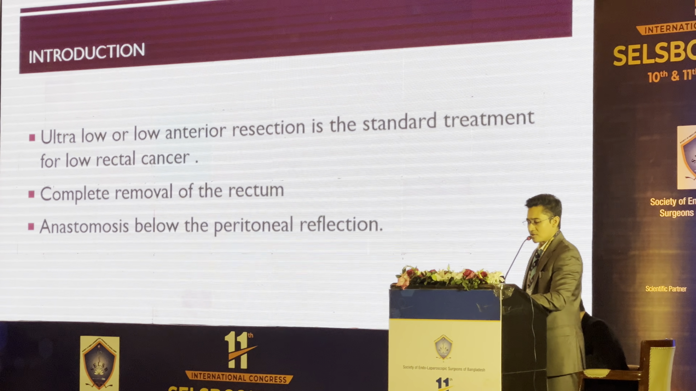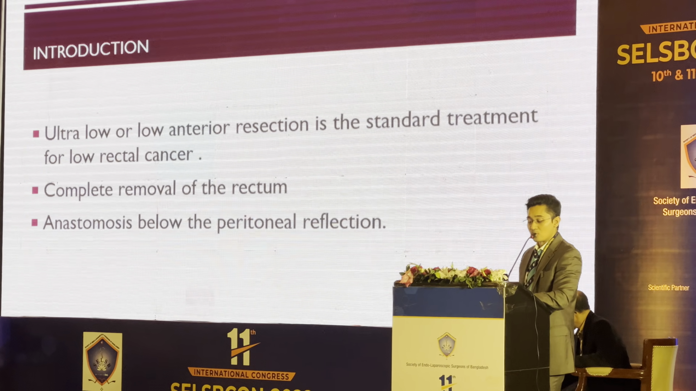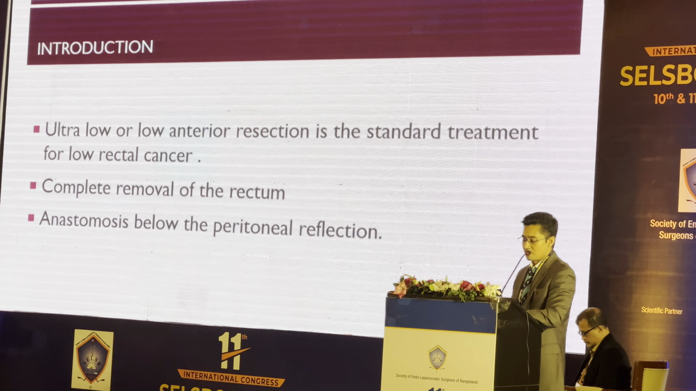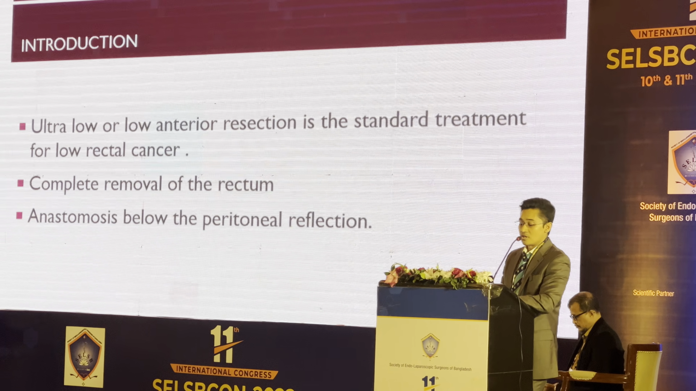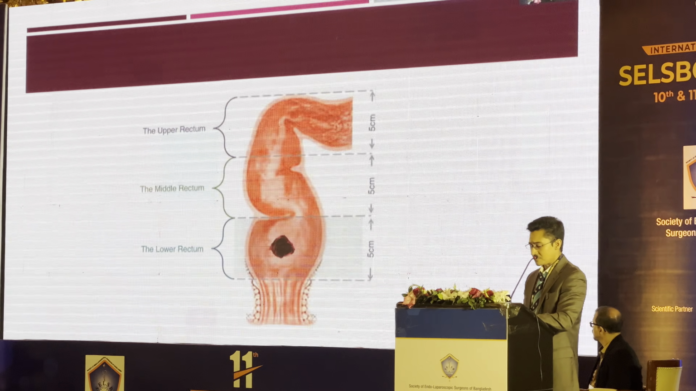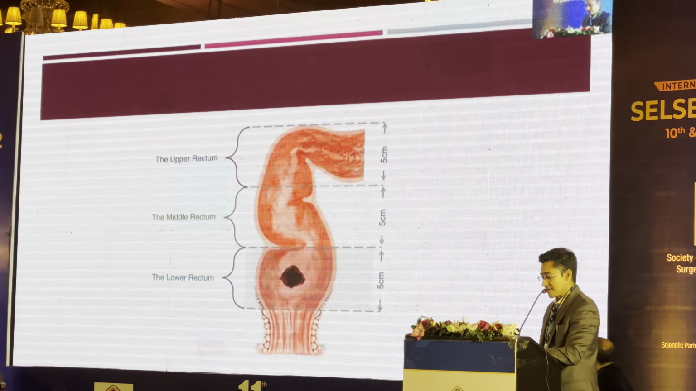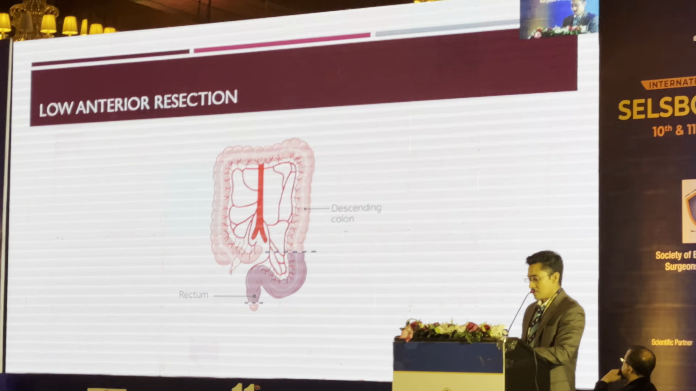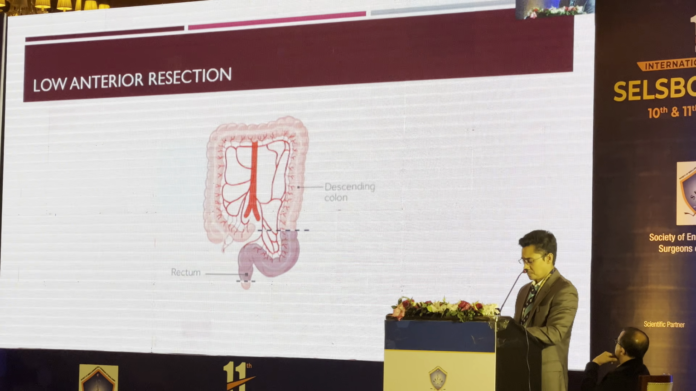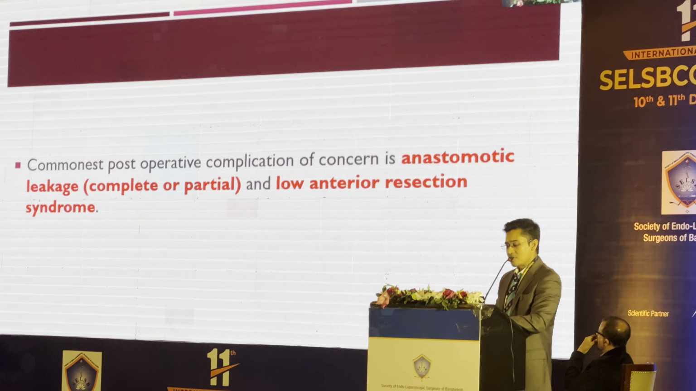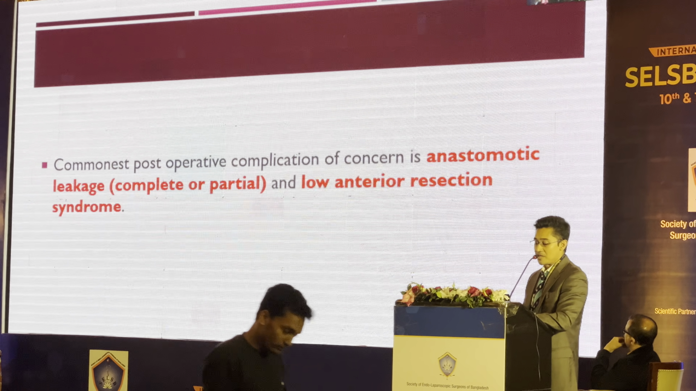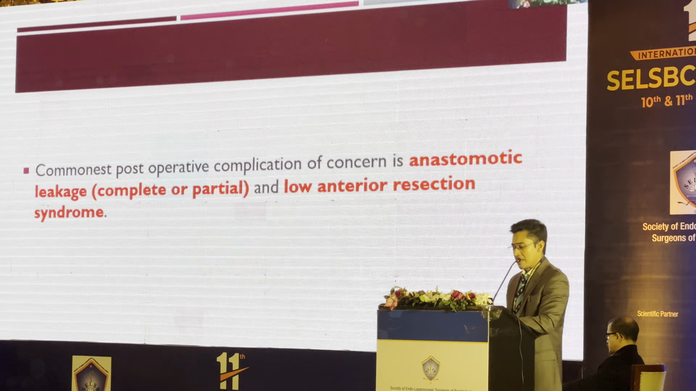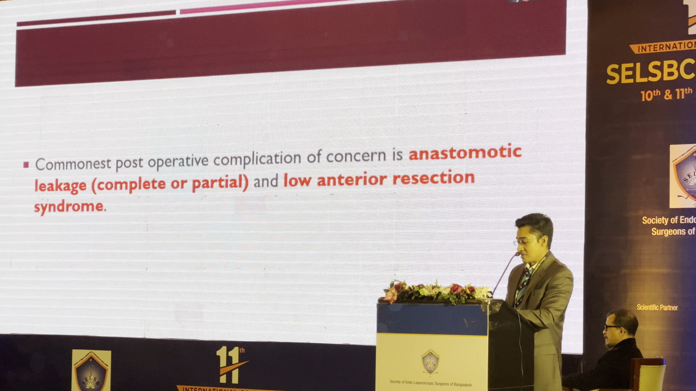So, ultra-low anterior resection is the standard treatment for low rectal cancer, which involves complete removal of the rectum, and the anastomosis takes place below the peritoneal reflection. This is usually where the cancer is, and this is the operation that we do. But the commonest postoperative complications are anastomotic leakage, which may be complete or partial, and low anterior resection syndrome.